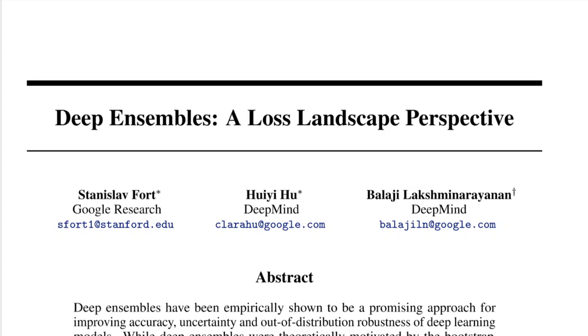Hi there. Today we'll look at Deep Ensembles, a loss landscape perspective by Stanislav Fort, Huiyi Hu, and Balaji Lakshminarayanan. This paper on a high level explains the loss landscape of deep ensemble models, so ensembles of deep neural networks.